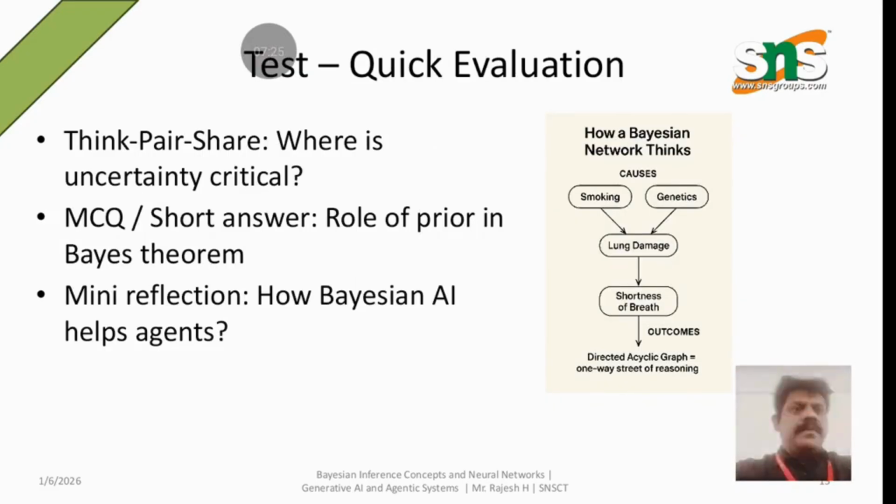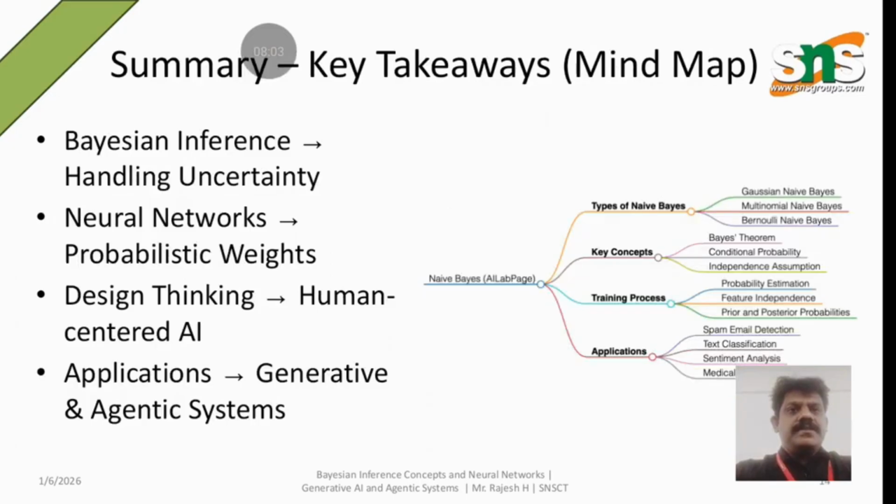Where is the uncertainty critical? When Bayesian networks are thinking, take an example of causes like smoking or genetics, and lung disease: how is it influenced by these two things, and how is shortness of breath the symptom or effect, the outcome? This directed acyclic graph, which we call a DAG, is a one-way state of reasoning. So how can this reasoning and logical thinking be achieved with the support of Bayesian theorem, from prior analysis with the likelihood, and finally the posterior analysis? This is how Bayesian analysis helps agents.